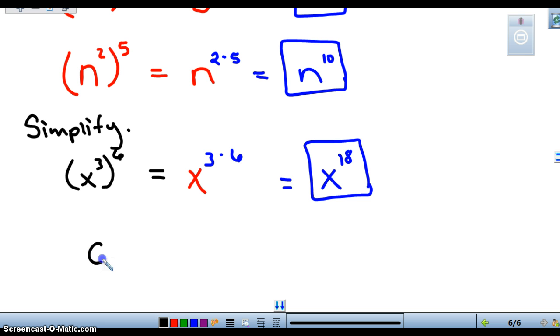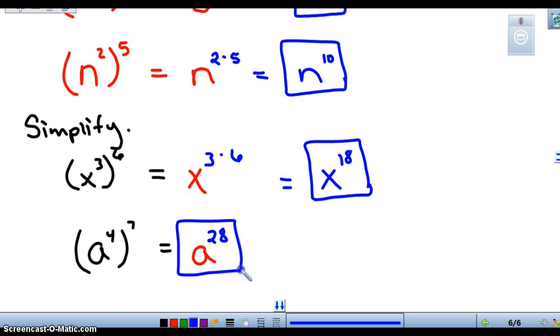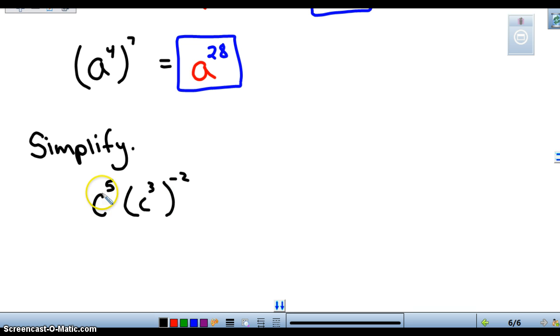So if you have a to the 4th power raised to the 7th, what would this equal? A to the 28th. Again, we multiply 4 times 7. If we have to simplify c to the 5th power times c cubed raised to the negative 2 power, what do you think we have to do first?